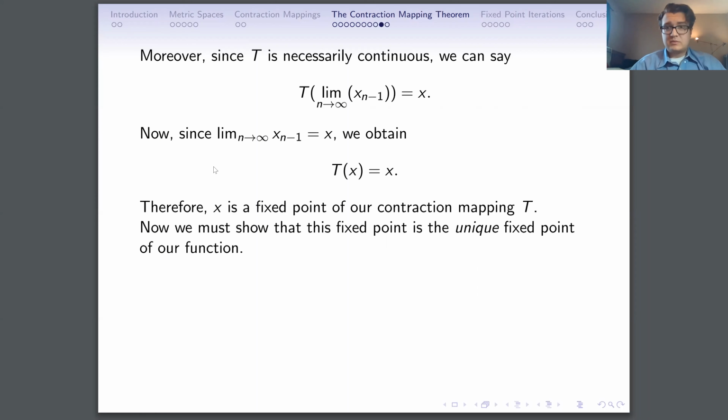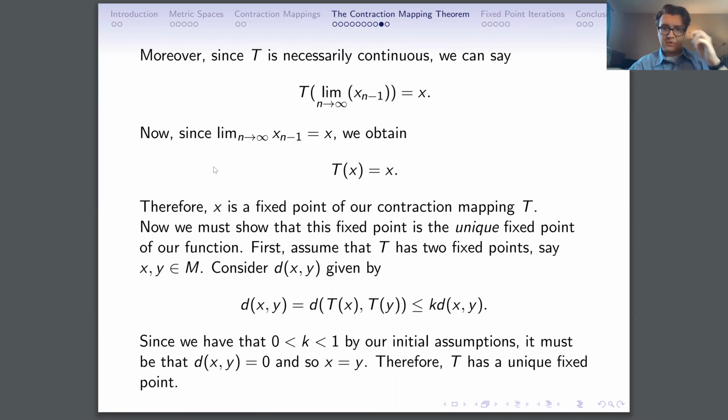And so now we have to show that this fixed point is unique. And this is pretty simple. We can do this by contradiction, and we can simply assume that our function has two fixed points. Let's just say x and y. So let's consider the distance between these two points. And from our definition of the contraction mapping, we have that the distance between x and y is less than or equal to k times the distance between x and y. But since k is strictly between 0 and 1, this inequality cannot occur. So it must be that actually x and y are the same point. So therefore, T has a unique fixed point.